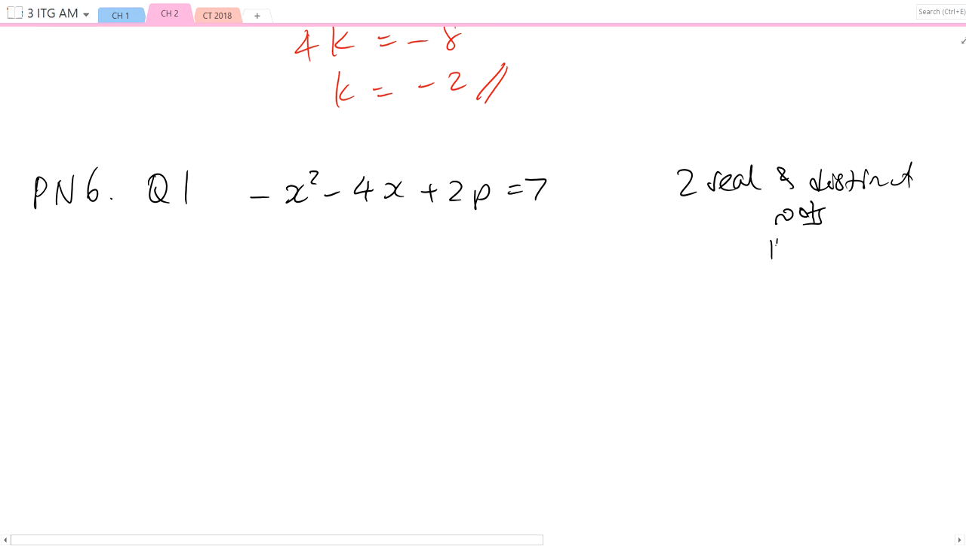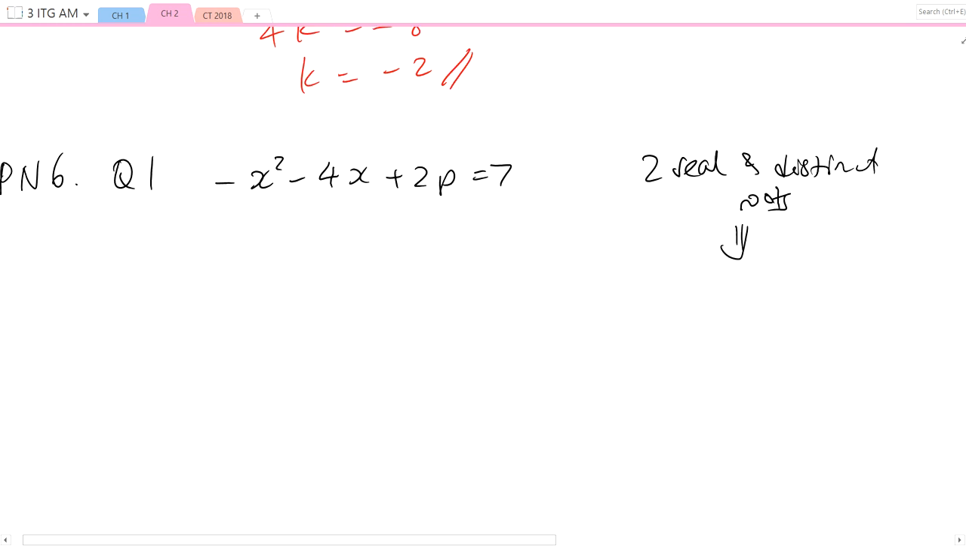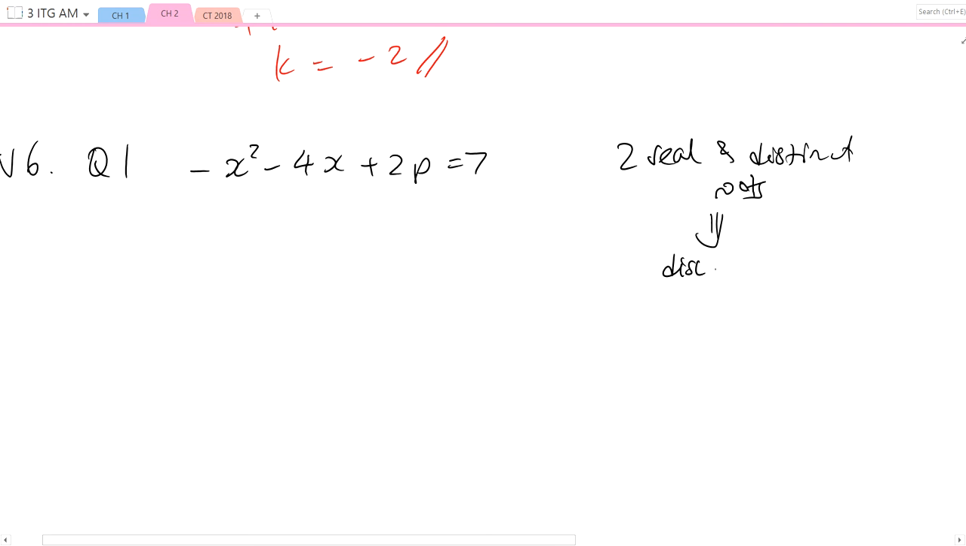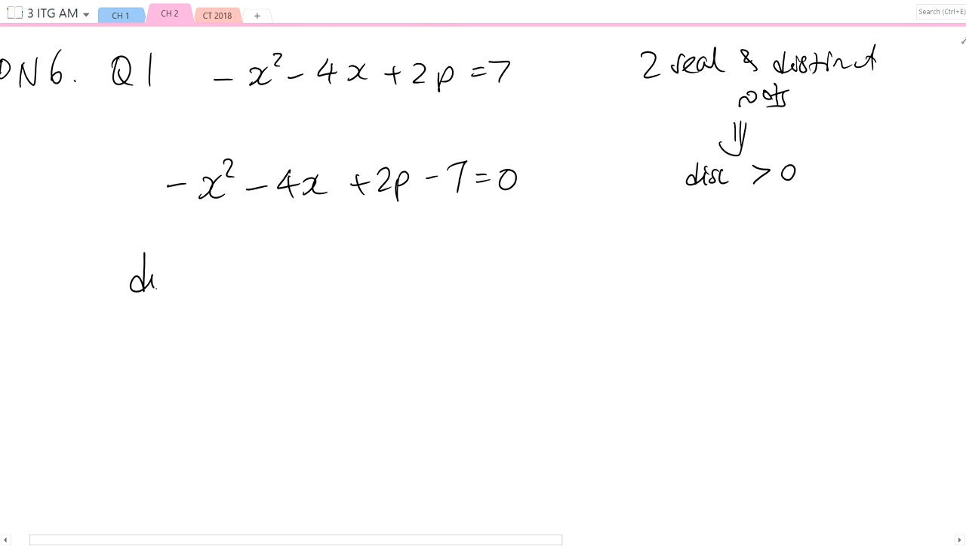Okay, what does this tell me about the discriminant? Bigger than 0. Discriminant bigger than 0. Yeah, it is positive. Okay. So, is this of the form ax squared plus bx plus c equals 0? No. Change it. Negative x squared minus 4x plus 2p minus 7 equals to 0. What is my discriminant?